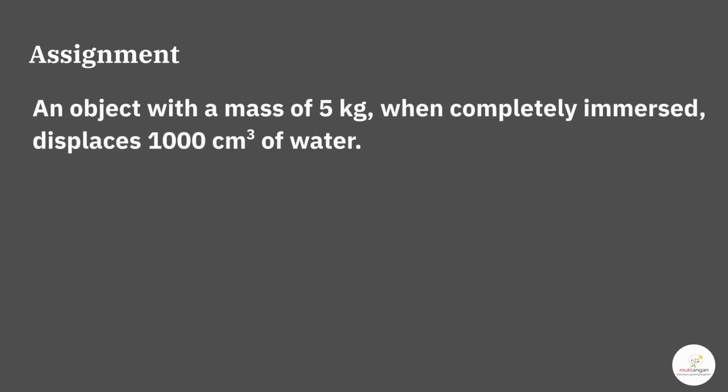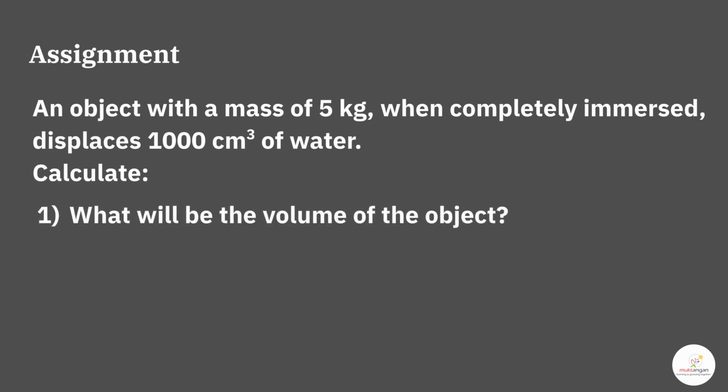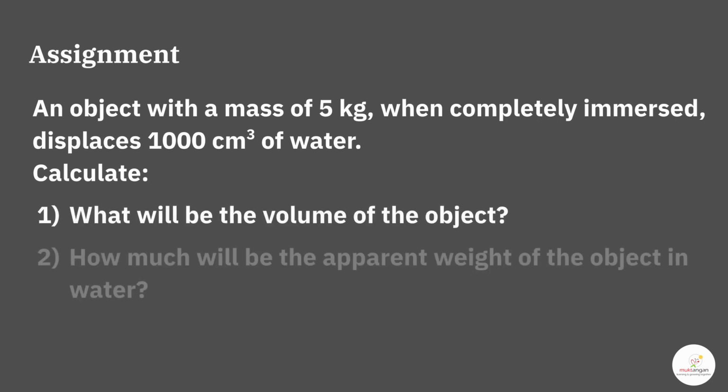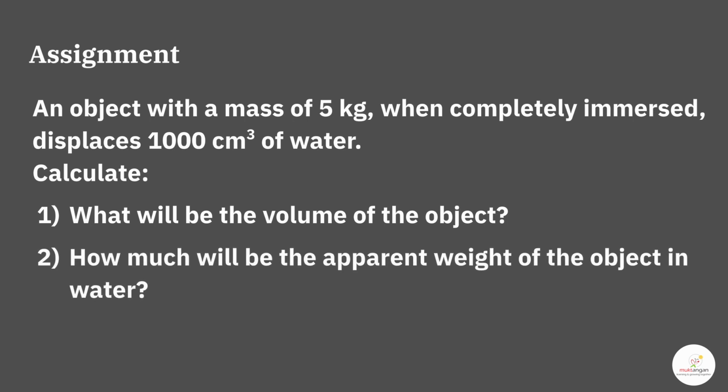Here's an assignment for you. I'm going to leave you with a question to solve independently. And the question is, an object with a mass of 5 kg, when completely immersed, displaces 1000 centimeter cube of water. You have to calculate two things. Number 1, what will be the volume of the object? And number 2, how much will be the apparent weight of the object in water?